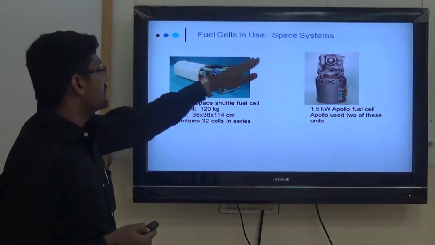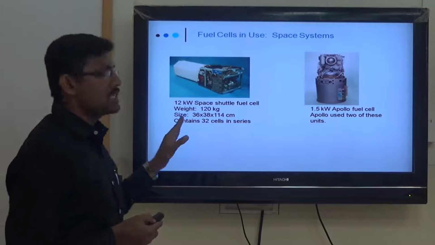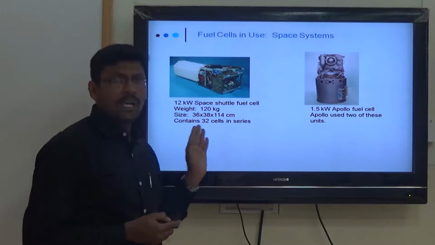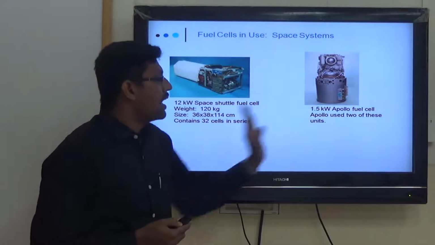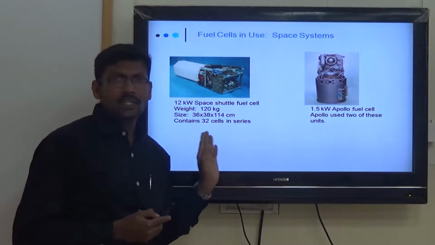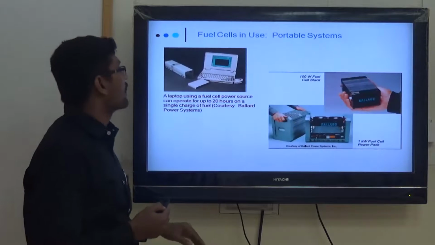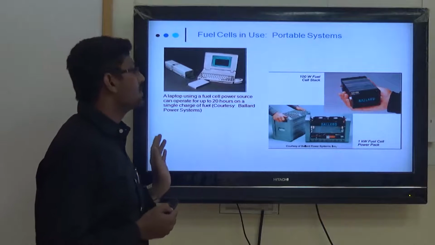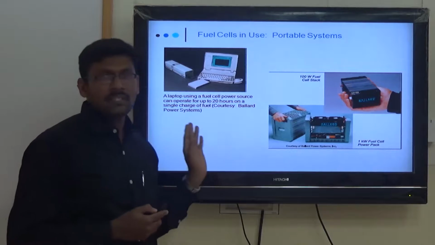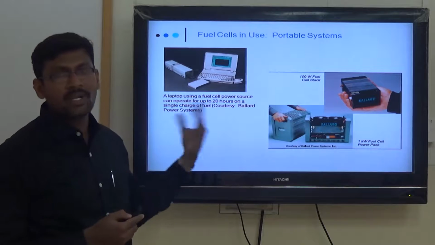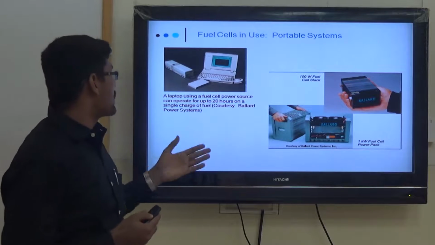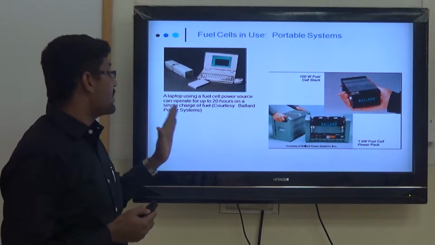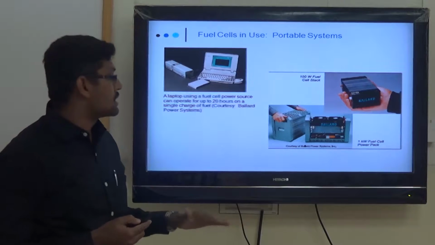This is the fuel cells used in space systems. It is a 12 kW space shuttle fuel cell, weighing about 120 kg. And then this is the 1.5 kilowatt Apollo fuel cell. These are used in space stations. And then fuel cells in use in portable systems. Nowadays, this type of cell is replaced by lithium ion, which is used in computers and laptops. A laptop using a fuel cell can operate up to 20 hours.